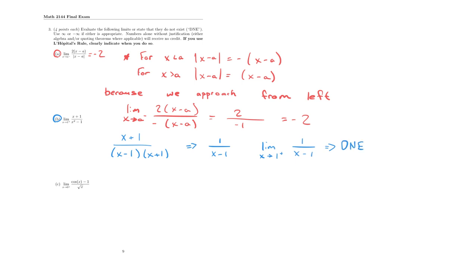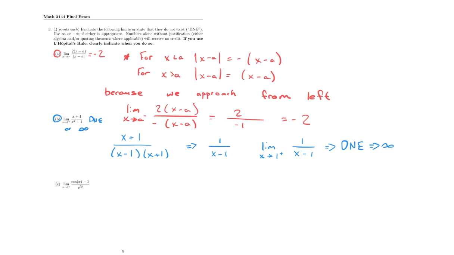Or if we approach 1 from the right, this will be some really, really small number, and it'll be positive. So this here would go kind of approaching towards infinity. So either one of these should work. So let's just go ahead and say d and e or infinity.